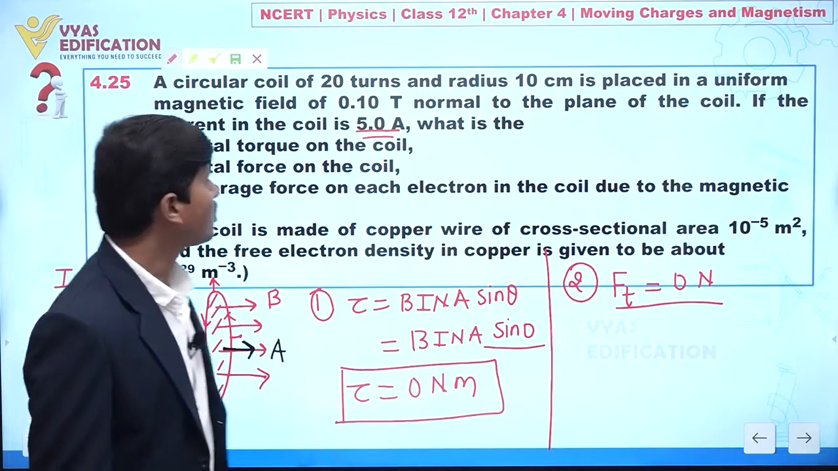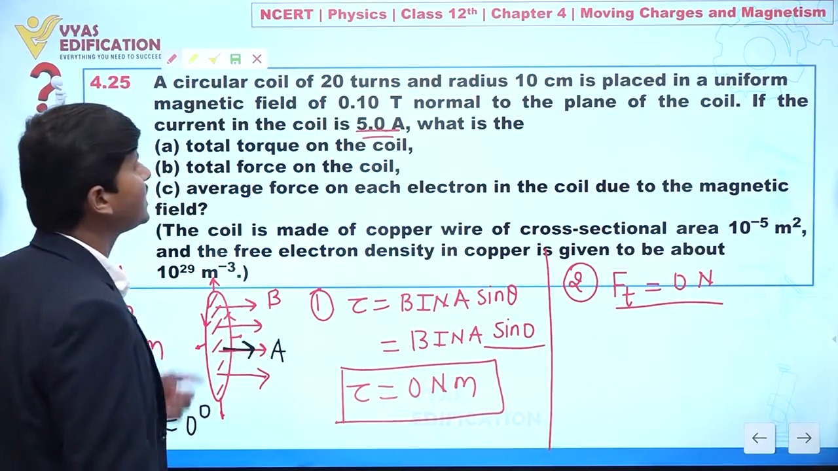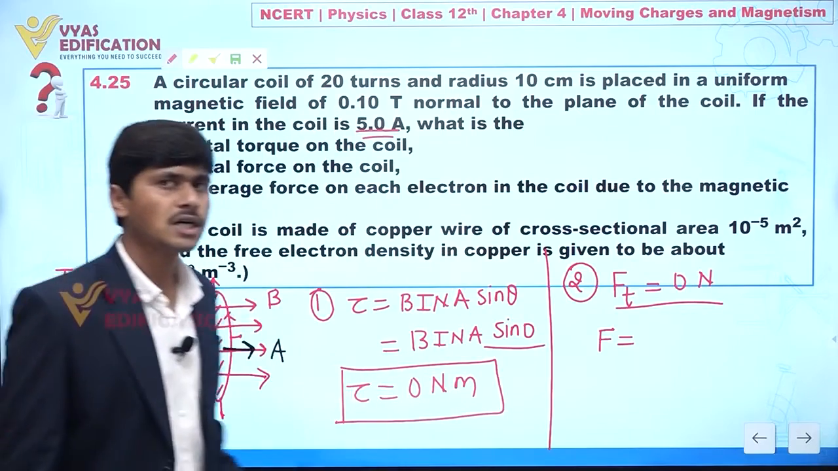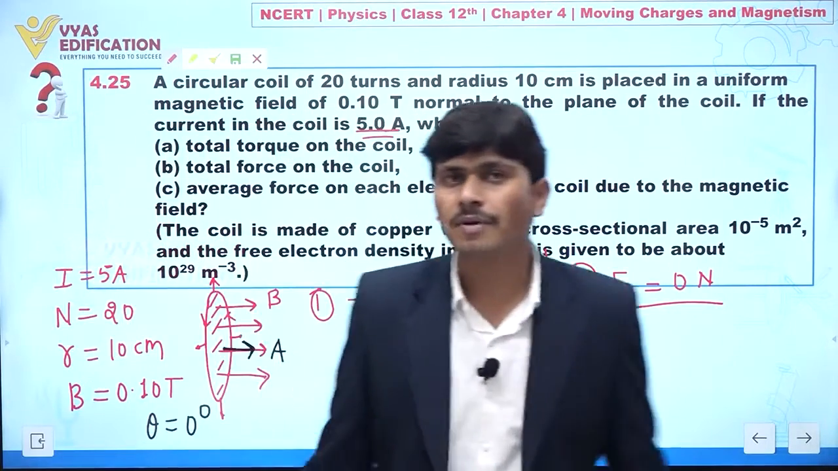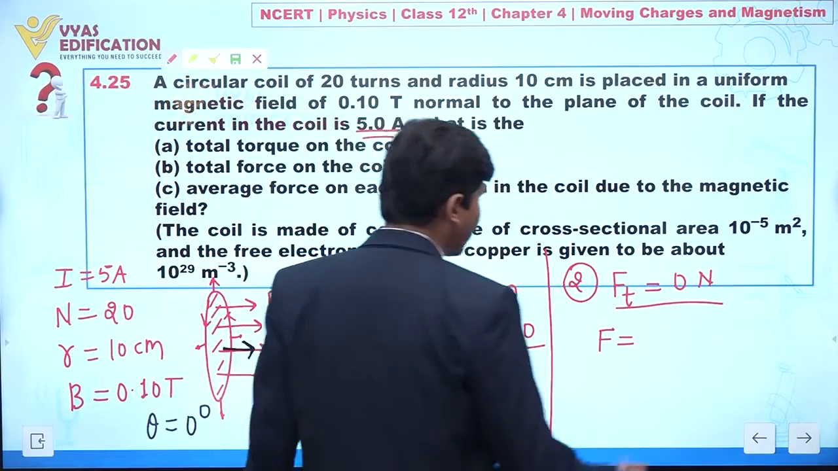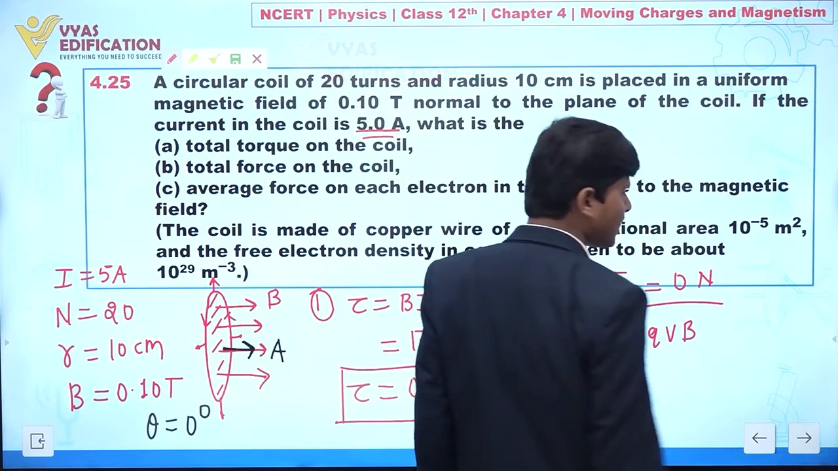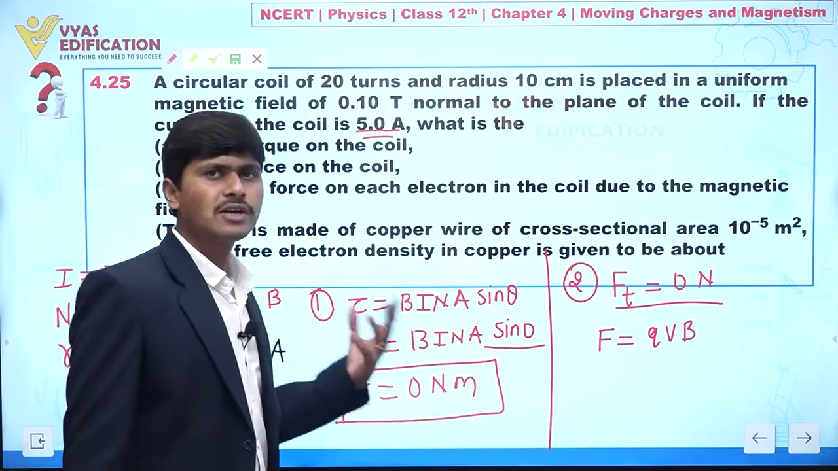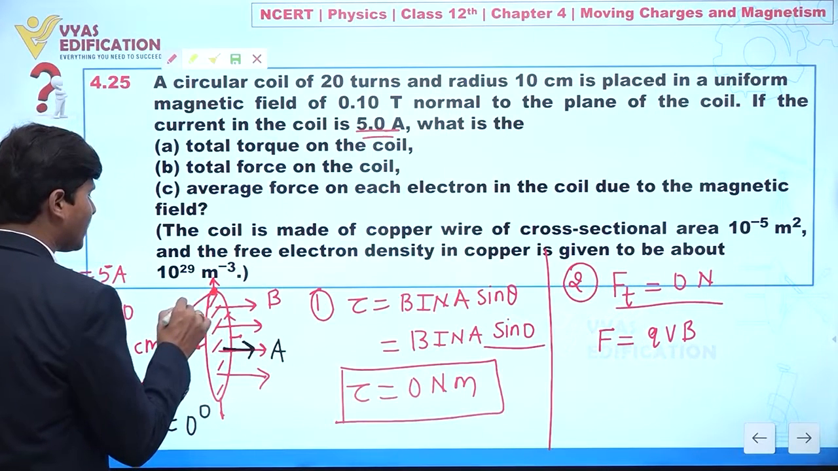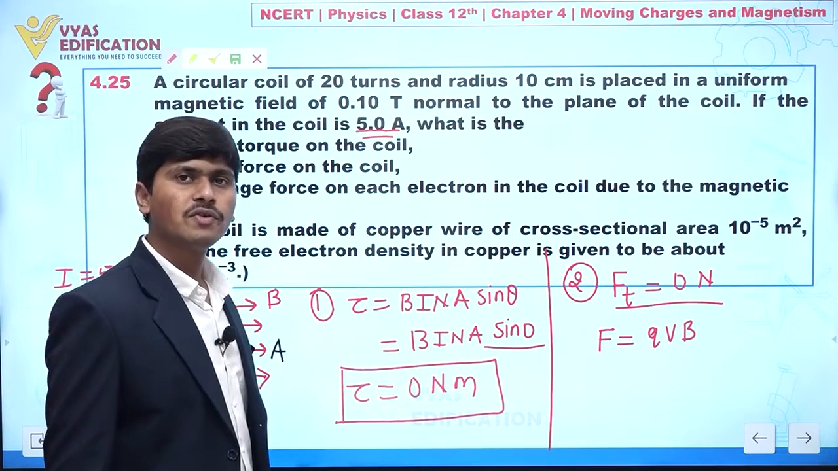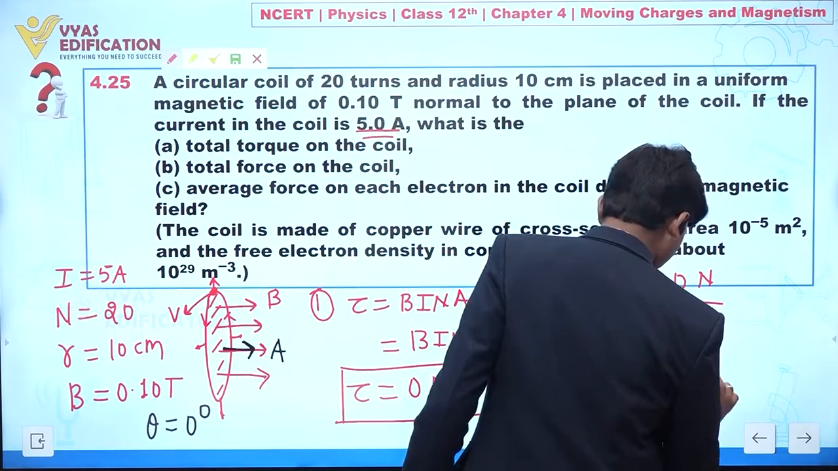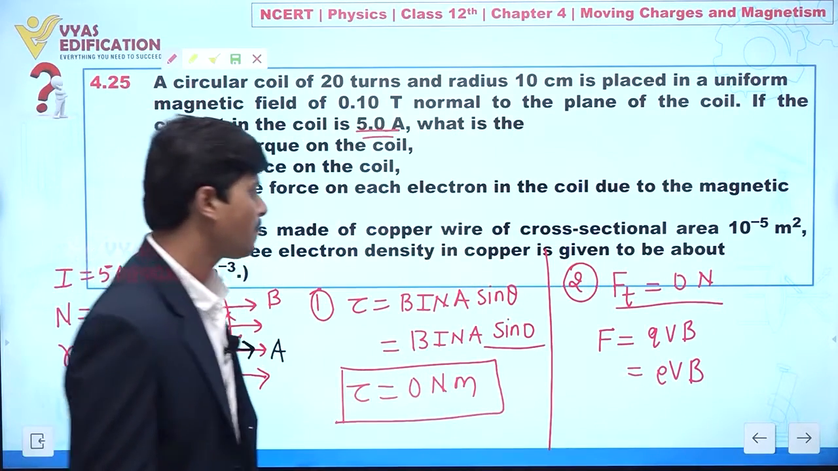Now if we talk about the average force on each electron. We know the net force on this coil is 0, but if we talk about average force, first I am talking about the force acting on each charge. So I can say F is given by q v B sin theta. Because we are talking about average force, let's suppose I am talking about this charged particle here. Definitely the angle between the velocity vector and the magnetic field is 90. So we can also write F equal to e v B.